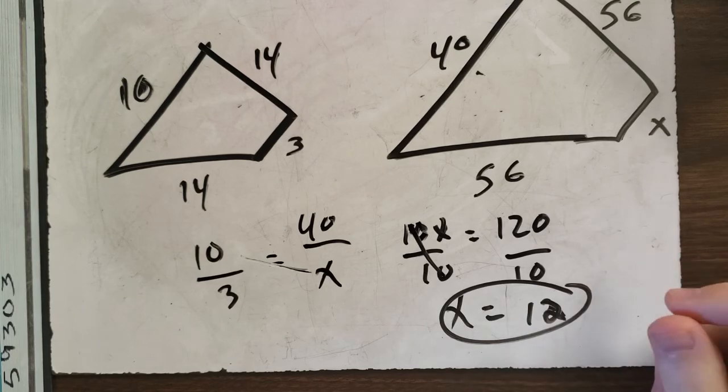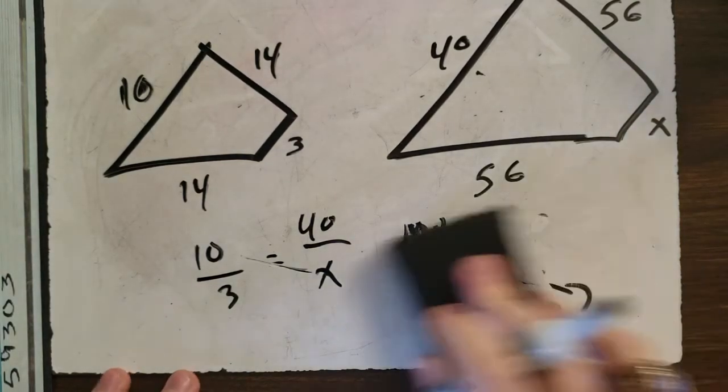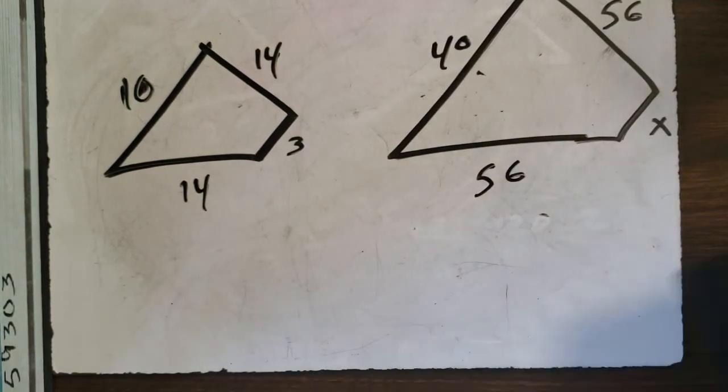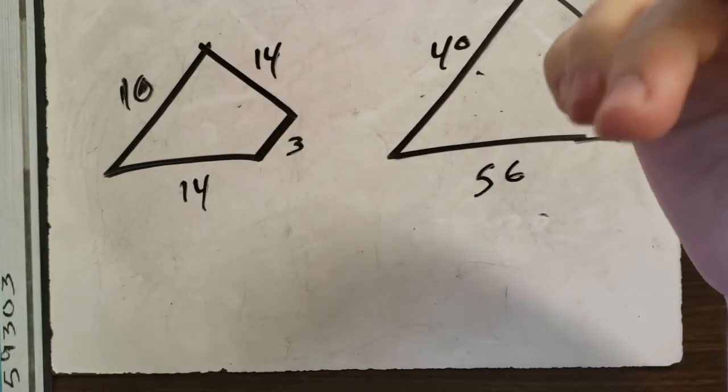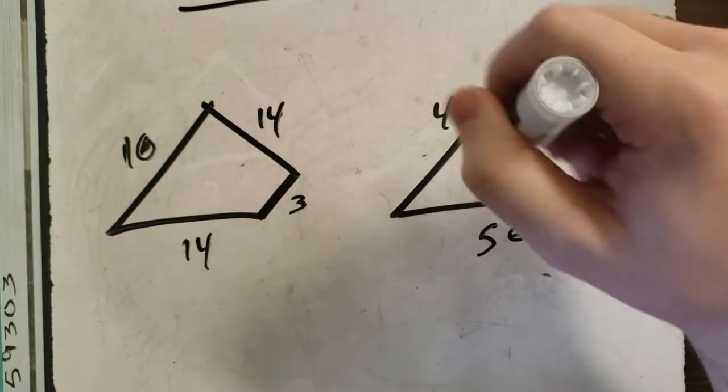Now the other way to do it, remember, is just to go ahead and divide. Remember, you divide your bigger number by your smaller number. So we take our bigger one, which is over here.